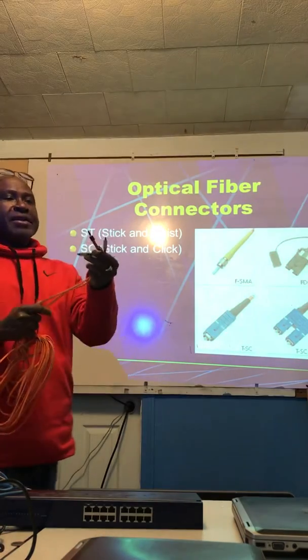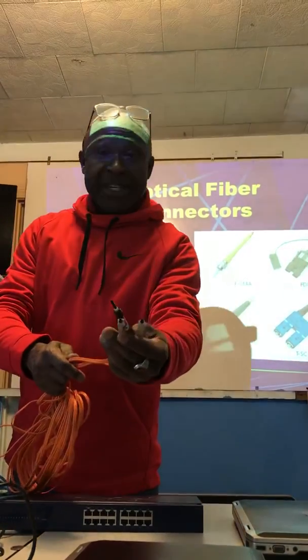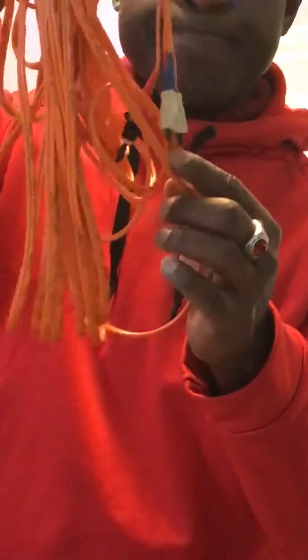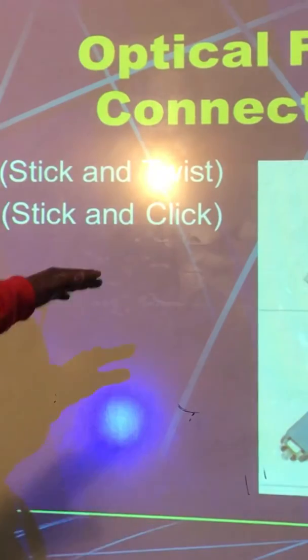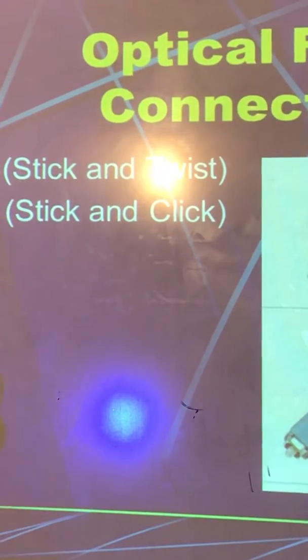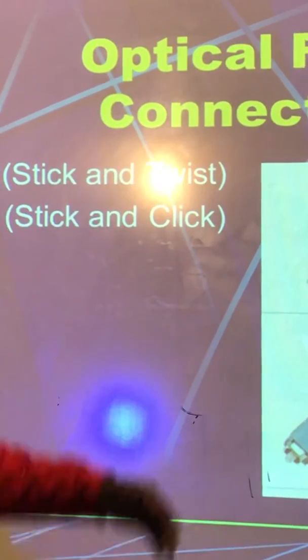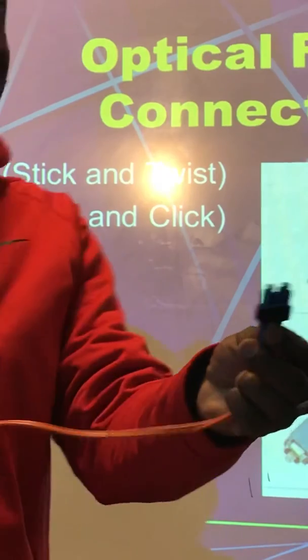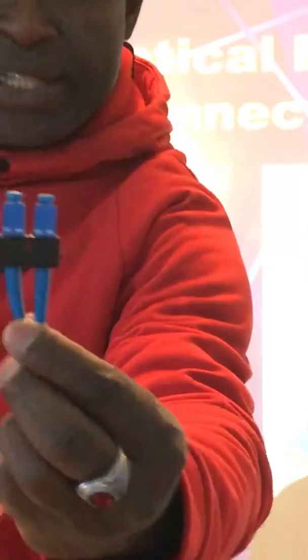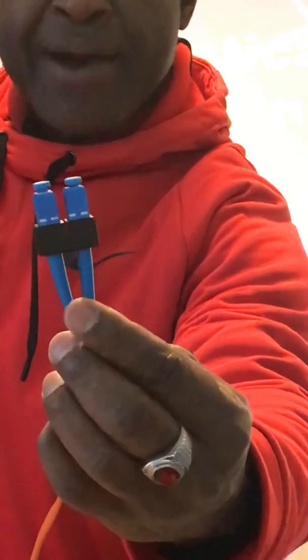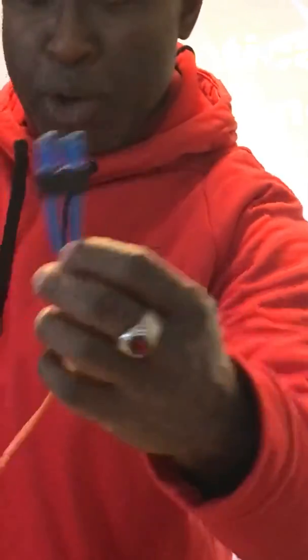right here. Stick and twist, those are the connectors I'm talking about. This is a piece of fiber optic. And we have the other type of connector, which is stick and click. This is the stick and twist I was showing you. Now this is the stick and click. This is the connector used if you have this type of fiber optic.